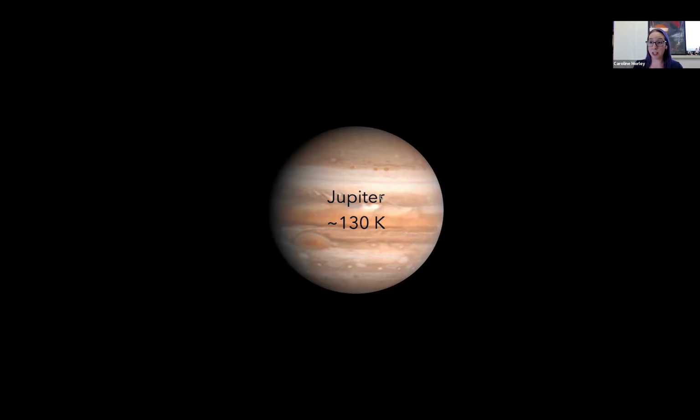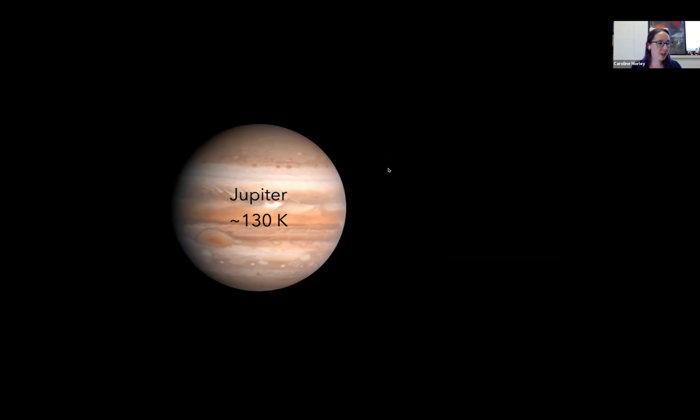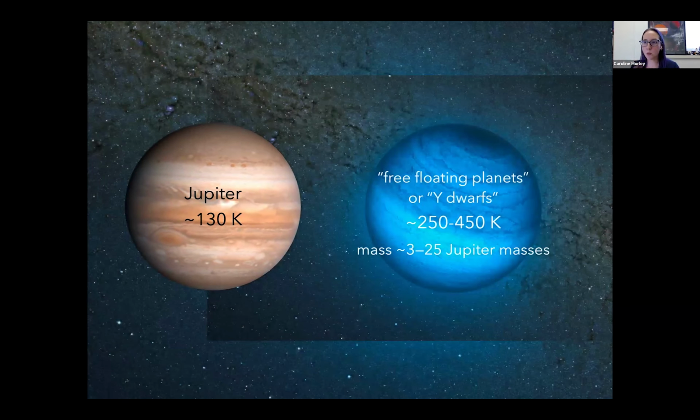But JWST is really sensitive. It's sensitive in the infrared where cold things are bright. And so we actually have a chance at looking at kind of Jupiter analogs outside the solar system. And we have a really fantastic place to start, which is a group of objects that I will variably call free-floating planets or Y dwarfs. One of these sounds more exciting than the other. We usually call them Y dwarfs.